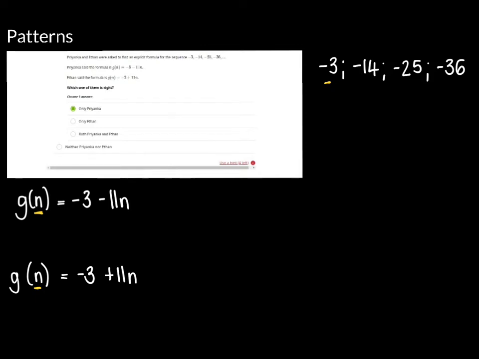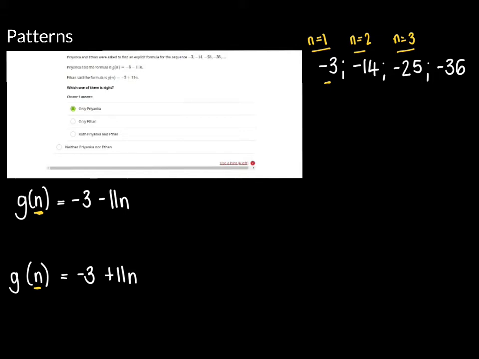So this -3 will be n is equal to 1. And this -14 will be n is equal to 2. This -25 will be n is equal to 3. So when we're calculating to see whether our answer is right, what we need to look for is whether wherever I see an n, I'm going to replace it with either 1 or 2 or 3, and it needs to give me the right answer when I do that.